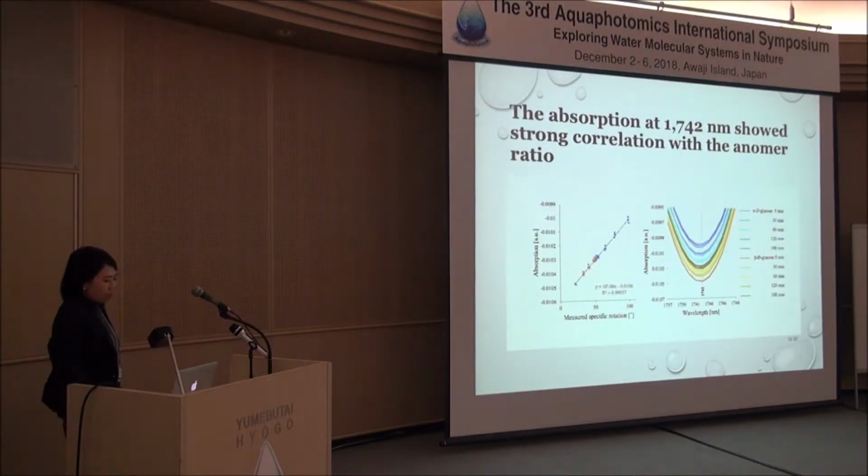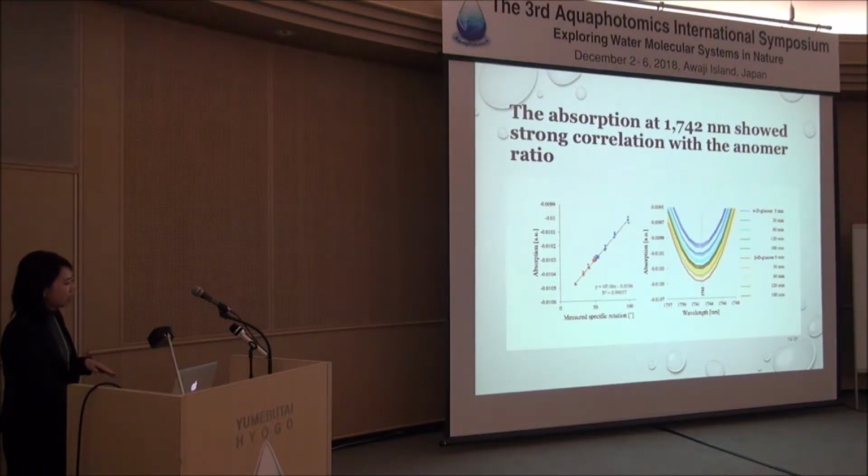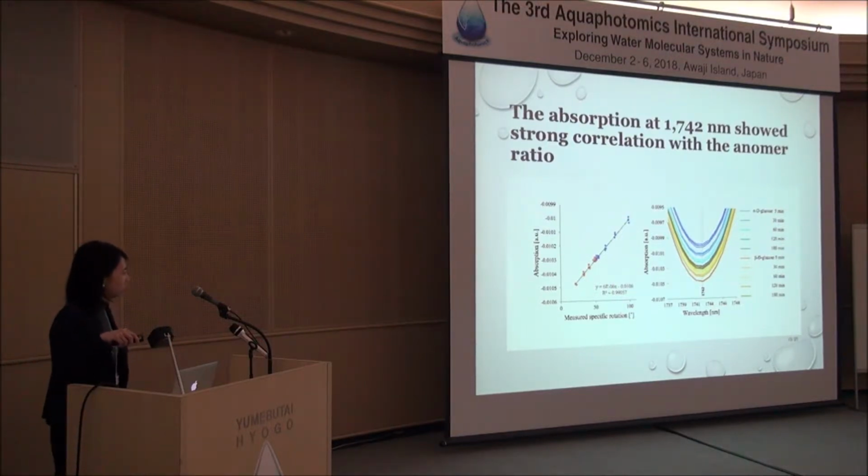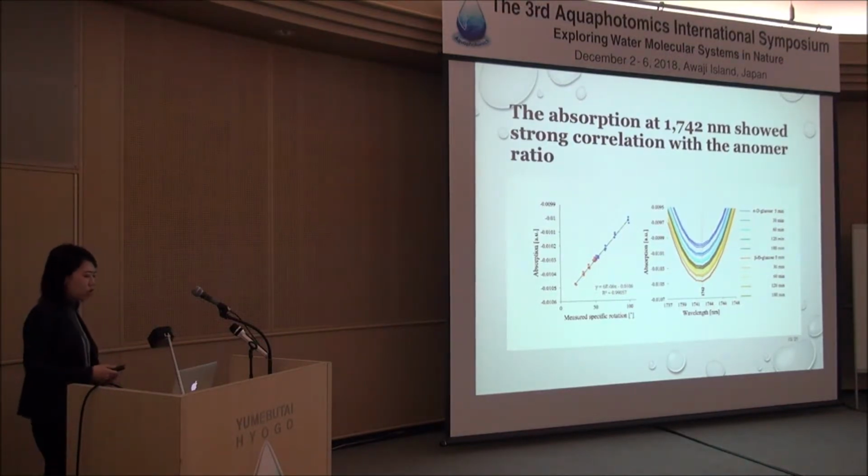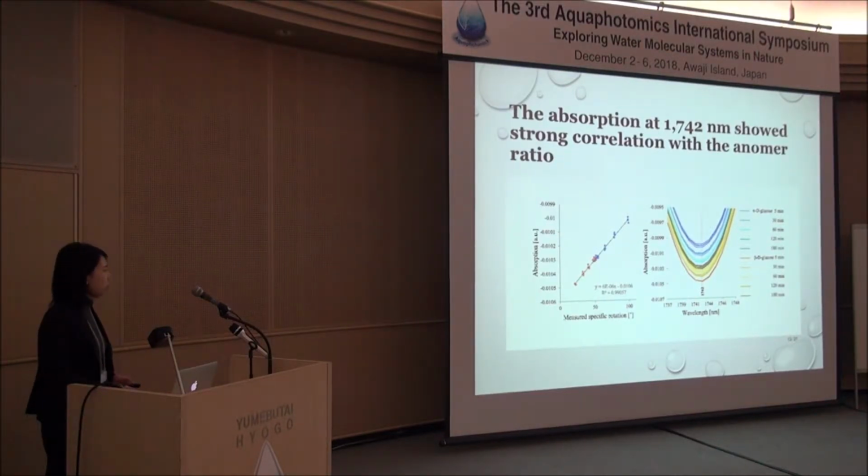Next, we examine whether a single absorbance at 1742 nanometer shows a correlation with specific rotation. There was some baseline shift due to the temperature change, so we normalized the spectra using line subtraction. As a result, the absorbance at 1742 nanometer shows a strong correlation with the specific rotation.